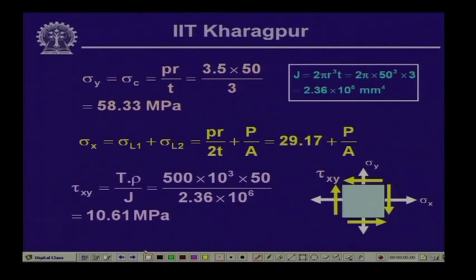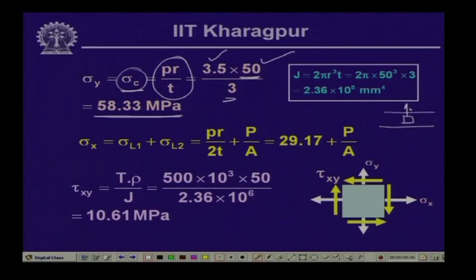Now, as you know, the circumferential stress or the hoop stress because of the internal pressure is equal to P r by t in a thin cylindrical vessel. Now, P is given as 3.5 megapascal, which is Newton per millimeter square. r is the radius where you are calculating the stress, which is equal to 50 millimeter, the external radius, and t is the thickness of the wall. So, that gives us a value of 58.33 megapascal, and as you know the stress in the circumferential direction is in the y direction, and that is why we call that sigma y, the normal stress in the y direction.